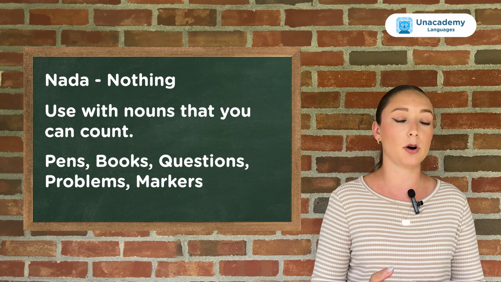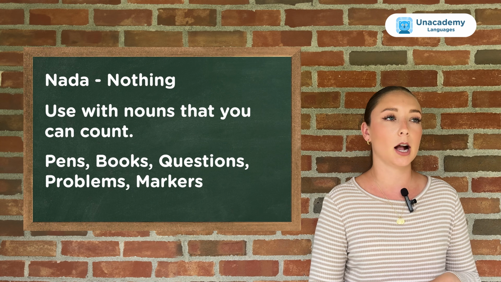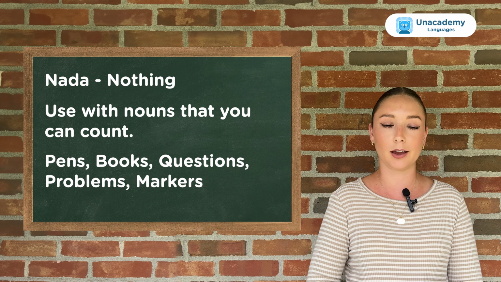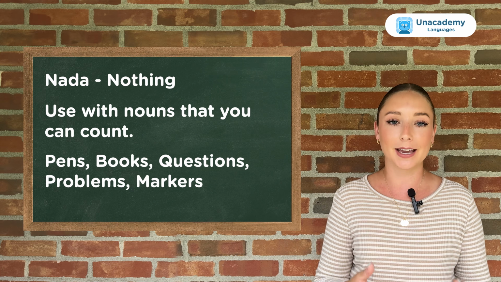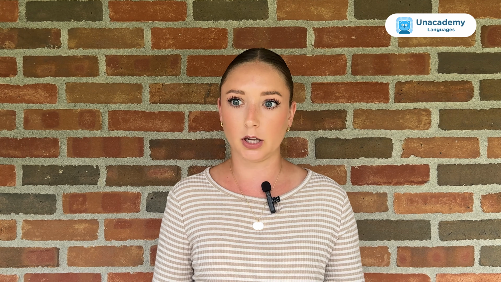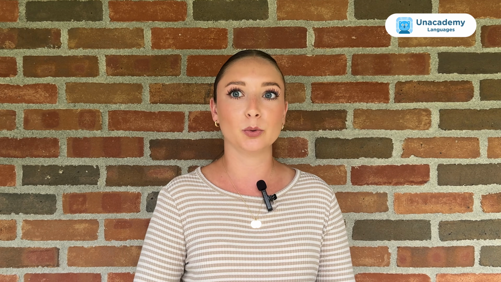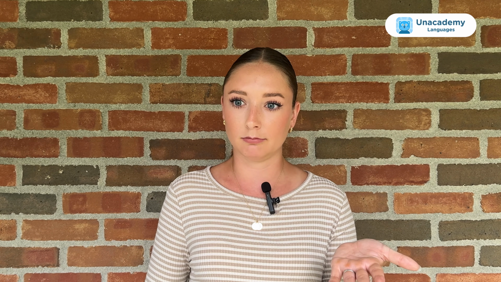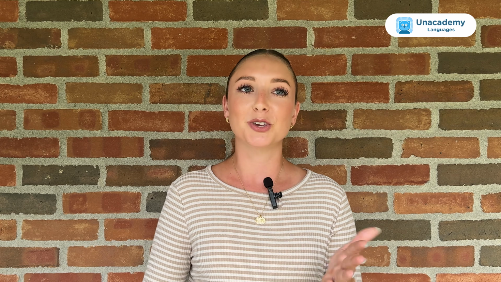I have 4 markers. I have 1 book. I have 3 questions. Okay? Those are nouns that you can count. So you're looking at me, you're like, okay, I can see how you can count these, but what are things that you can't count? Like, what does that mean? So for example, you can't count milk. You can't count money. And you might be like, what do you mean you can't count money? Money has quantity.